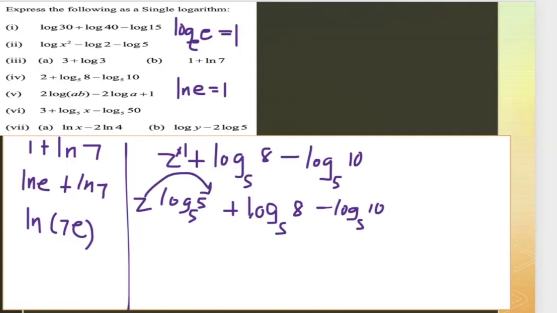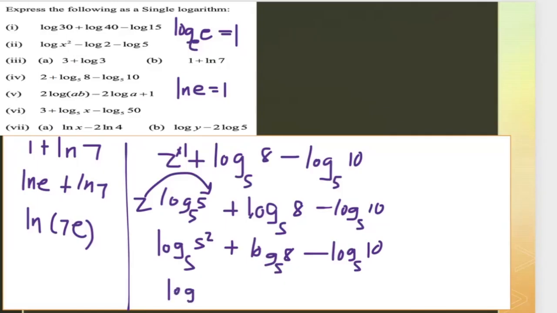Carry this up, so it becomes a power, so I have log base 5 squared plus log base 5 of 8 minus log base 5 of 10. 5 squared is 25, so I'd have log base 5 of 25 plus log base 5 of 8 minus log base 5 of 10.